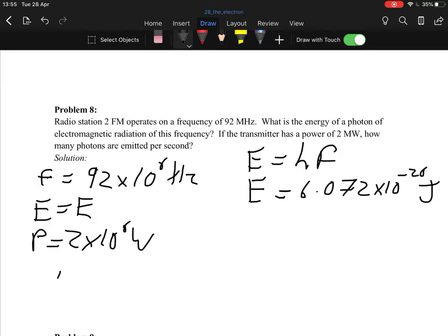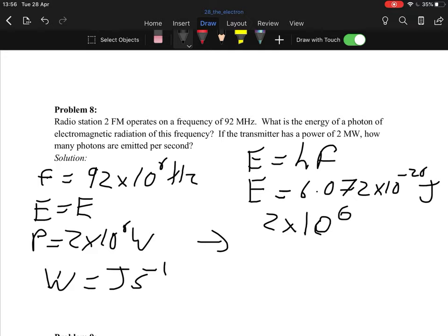If the transmitter has a power. What is power? Well, watts. Another way for watts, you look at the log tables. Watts is joules per second. Okay? So therefore, if we have 6.072 by 10 to the minus 26 joules, okay? And we're going to find out how many photons per second.